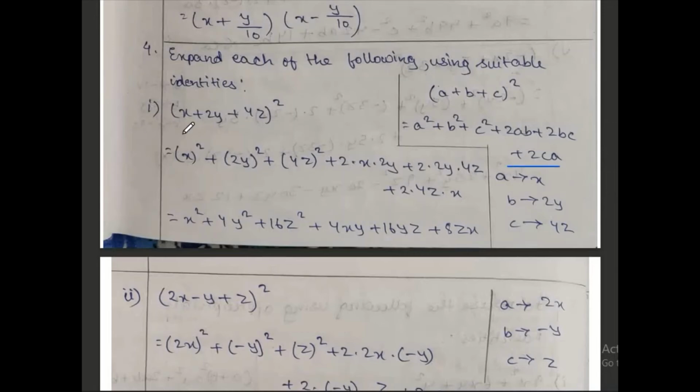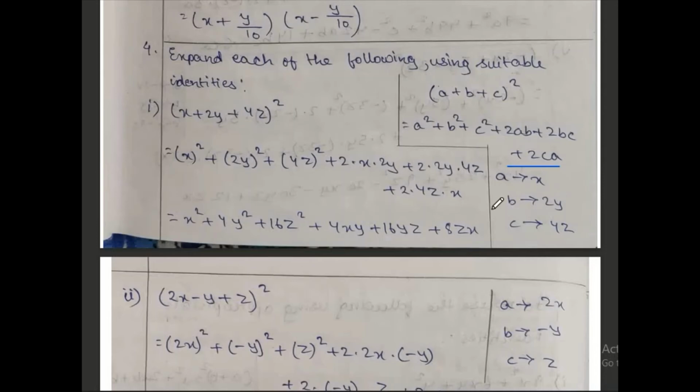Now in this question, your a is x, b is 2y, c is 4z. If a negative sign is there also, take care. A is x, b is 2y, c is 4z. Better you note it outside, side by side. Just indicate who is your a, who is your b, who is your c. If negative is there, take care.